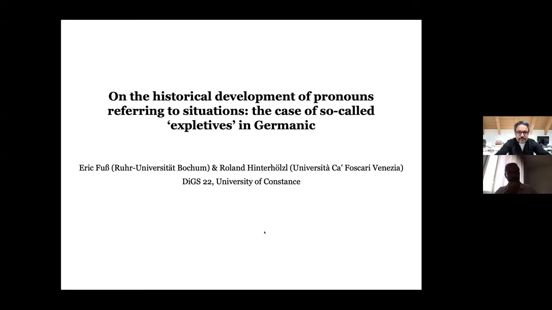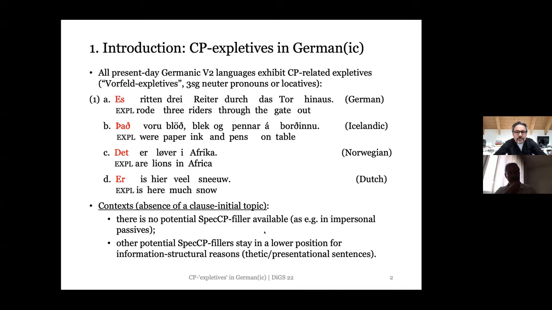So, as is well known, all present-day Germanic verb second languages make use of expletive elements as an apparent last resort to fill the clause initial position in root clauses. Some examples are given on the first slide in one. Typical contexts are existentials, presentational sentences, and impersonal passives.